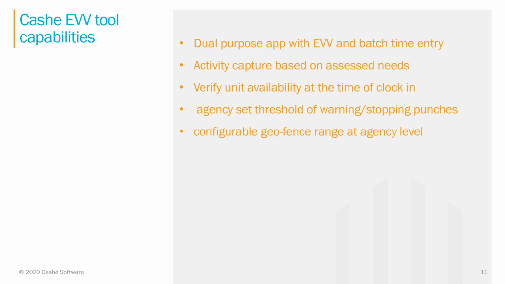Another configurable option is the geofence range. The geofence range is right now kind of up in the air, but as we learn more from what DHS decides and what they'll require, your agency is able to set this threshold in the configuration section in Pavilio.